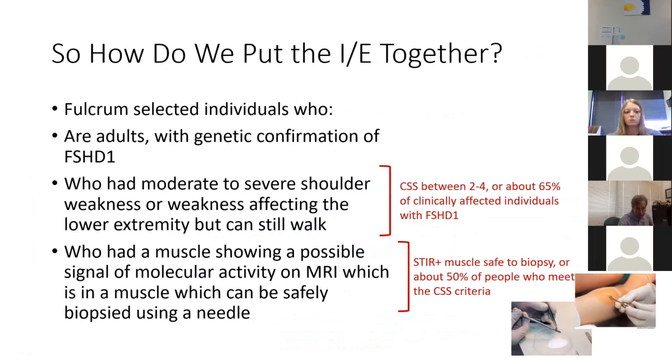So how do we put their inclusion criteria together? Well, they have adults who have genetically confirmed FSHD, who had moderate to severe shoulder weakness and weakness in some lower extremity muscle. So that's that CSS between 2 and 4, which I told you was about 65% of people, who had a muscle showing a possible signal of molecular activity on MRI, which in this case is about half the people who would meet that clinical severity criteria in the first one.